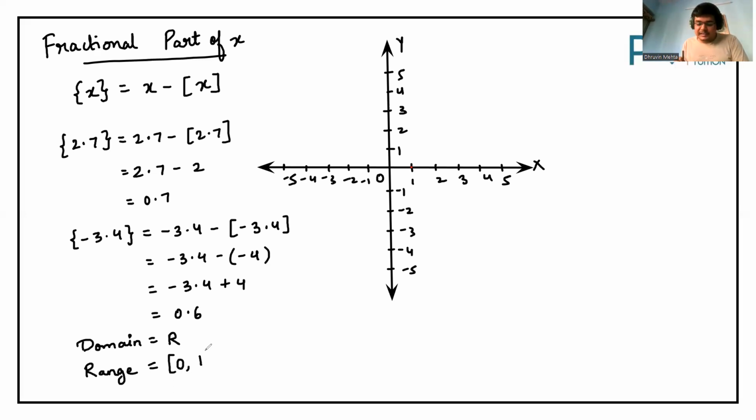It can be 0, but it will never be 1. So it's going to be between 0 and 1, where 0 can be the answer, 1 will never be the answer. And 0 कब होगा आंसर? 0 आंसर तब होगा जब फ्रैक्शनल पार्ट ऑफ इंटीजर्स होगा.